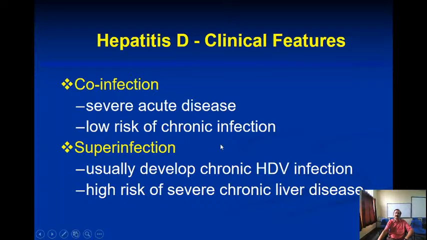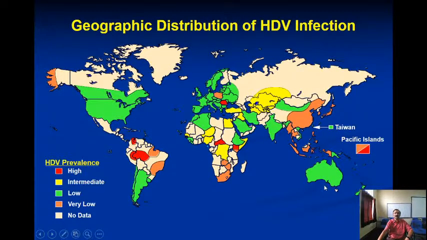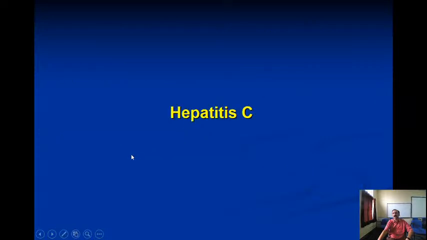So sometimes with superinfection you can get chronic liver disease. Percutaneous exposures, injections, all similar to hepatitis B. You really don't need these slides to tell you. It's everywhere, and India is in the intermediate zone for this particular infection. Prevention is also similar to what we said of hepatitis B. Hepatitis C.